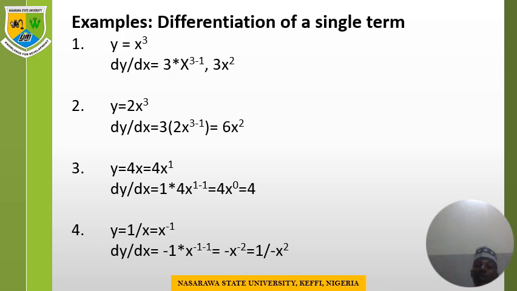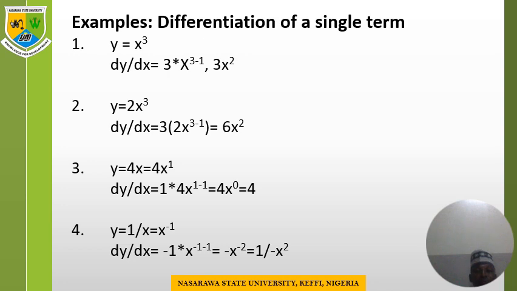Example number 1, for differentiation of a single term: y is equal to x raised to power 3. If you are differentiating this equation, if you are finding the slope of this equation, it should be dy all over dx. It means you are multiplying the index by the term and decreasing the index by 1. That is why from the solution you can see 3 times x raised to power 3 minus 1 is equal to 3x raised to power 2.